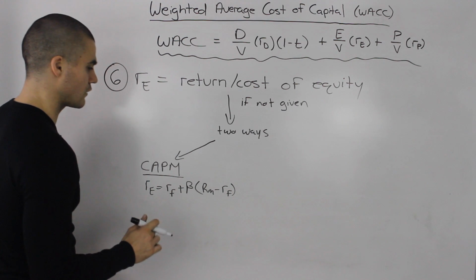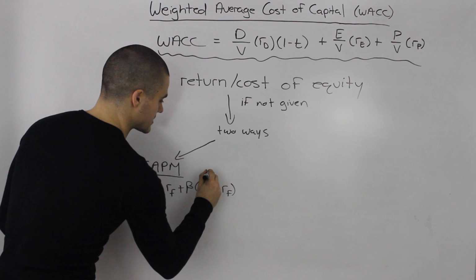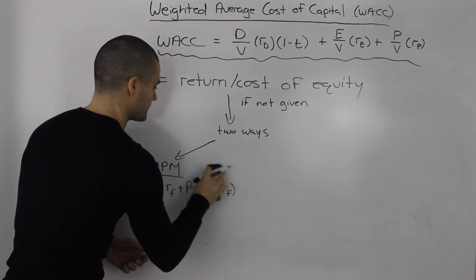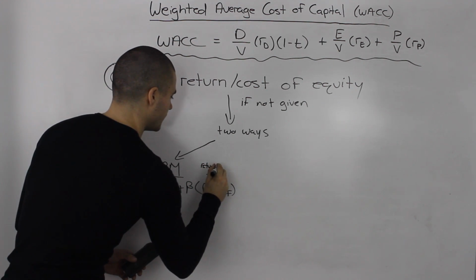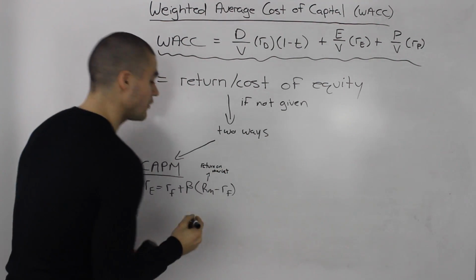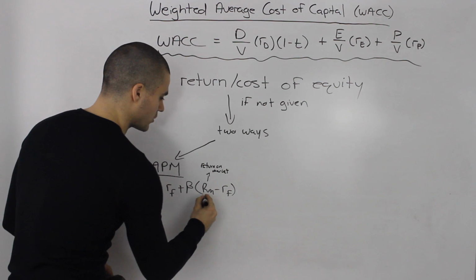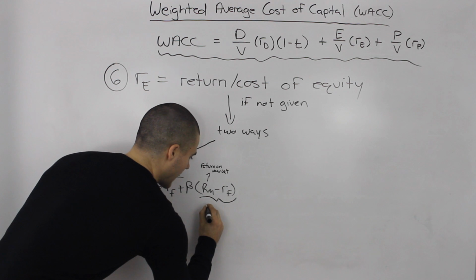Another thing you want to be careful with is sometimes they'll give you this return on market. But other times they'll give you something called a market premium. And the market premium is, if you recall from Finance 1, it's just this whole bracket.